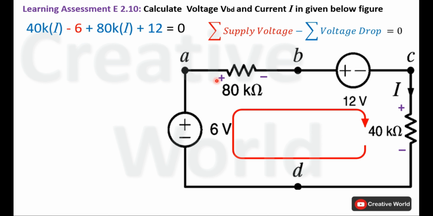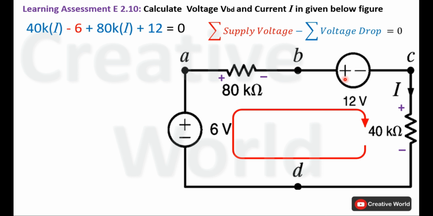Current is entering from the positive terminal because the direction of current is clockwise and leaving from the negative terminal, so the voltage of this resistance will be taken with positive sign and the equation of voltage for this resistance will be 80 kilo multiplied by I.